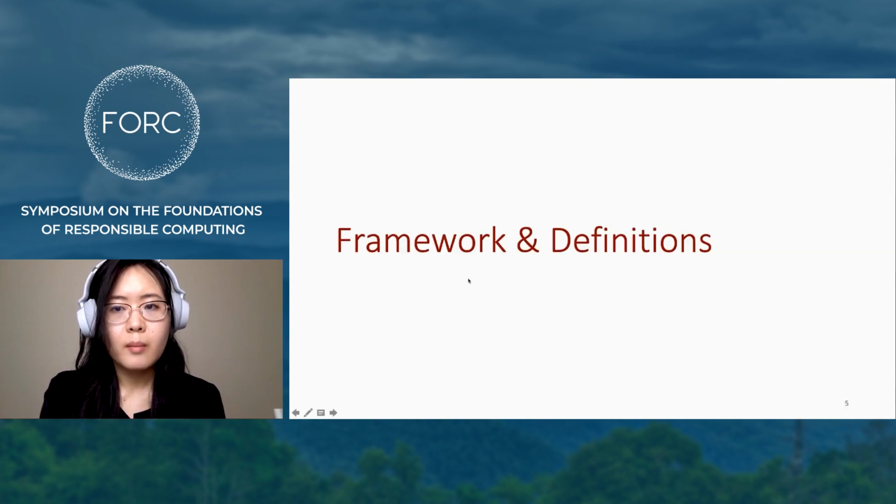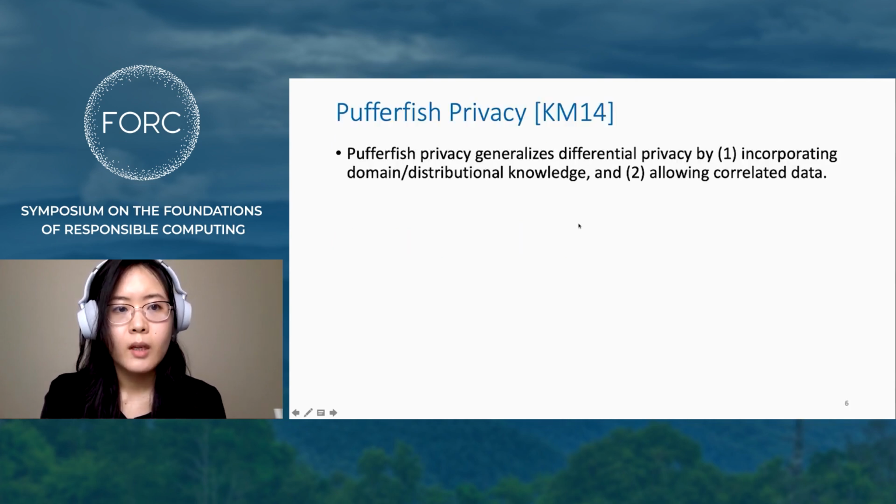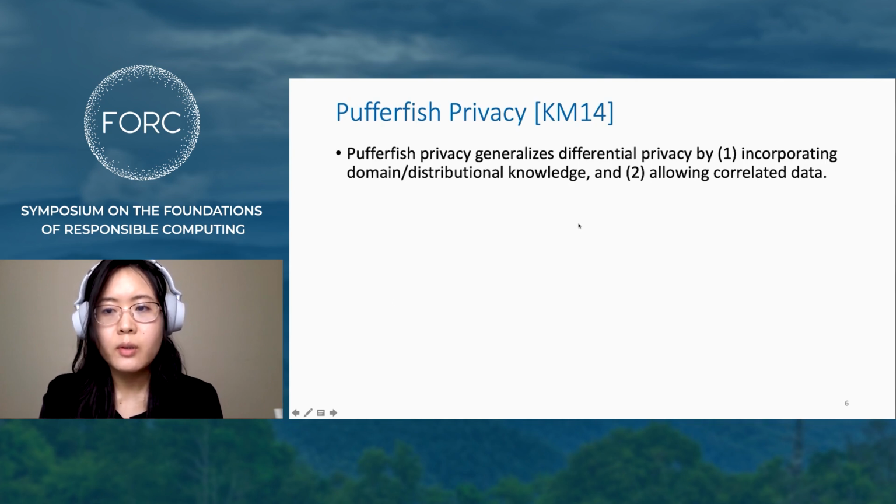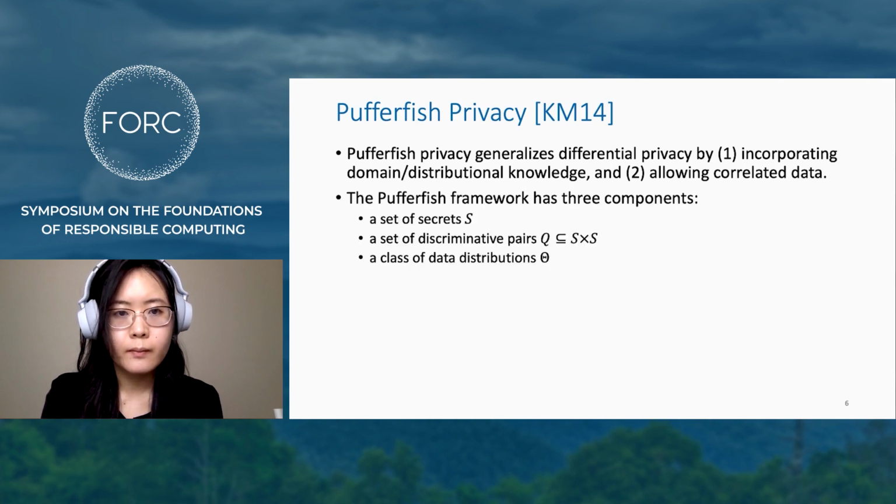First, I'm going to talk about the formal framework and definitions. Our formal definitions of attribute privacy are based on the pufferfish privacy framework. Pufferfish privacy generalizes differential privacy in two ways. It allows the analyst to specify distributional knowledge about where the data came from, and domain knowledge about what should be kept private. It can also accommodate correlated data, where the correlation is across rows.